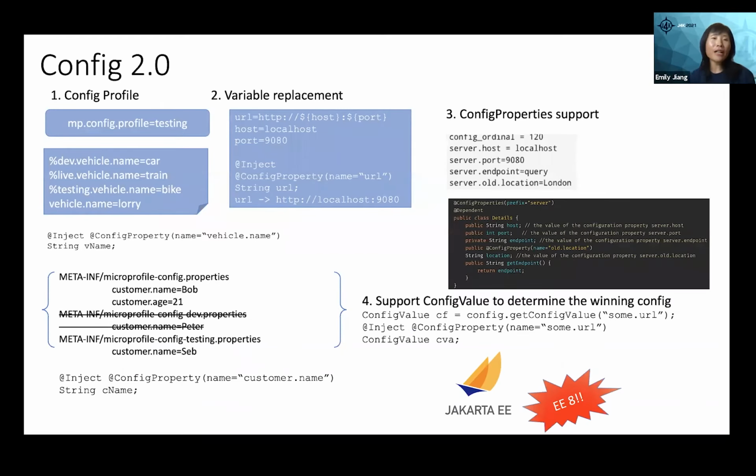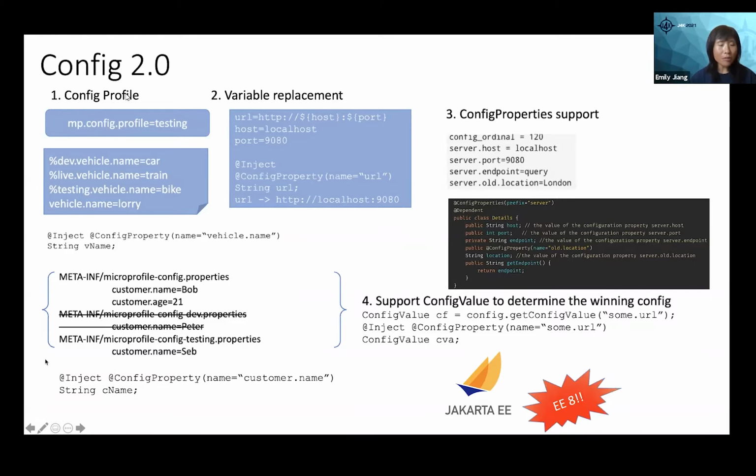First, for Config 2.0, we introduced quite a few features. The first one is the config profile. With the introduction of this feature, we established a new pattern to specify properties. We use the syntax percent sign, then the profile name and a dot, and then the property name. We have another property, mp.config.profile, which specifies the active profile. In this example, if you are in the testing stage and you look up vehicle.name, you will get a bike.